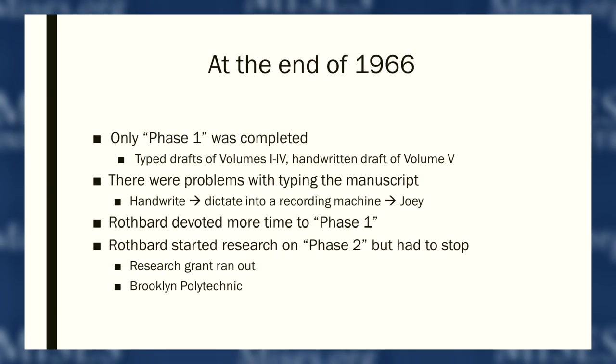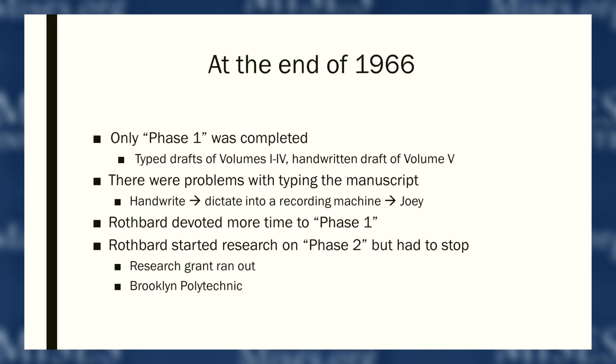By the end of 1966, Rothbard had only phase one completed. So he had typed drafts of volumes 1 to 4 and a handwritten draft of volume 5. Phase one was really what became the 5-volume Conceived in Liberty series. It's incredible that within 5 years, on top of the other projects he's working on, he comes out with literally about 1,800 pages of material.